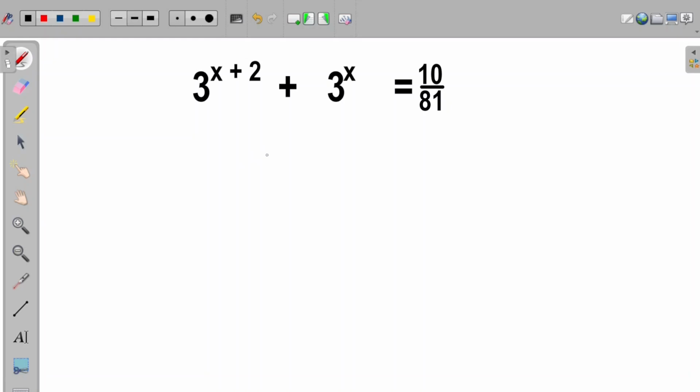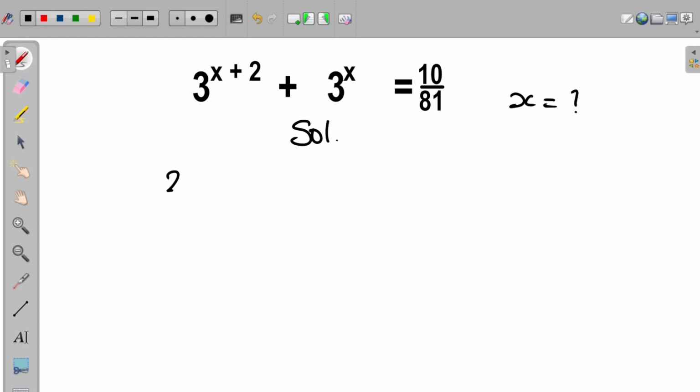So now let us consider this initial equation. We are given that 3 raised to the power of x plus 2 plus 3 raised to the power of x is equal to 10 divided by 81. We are asked to find the value of x.